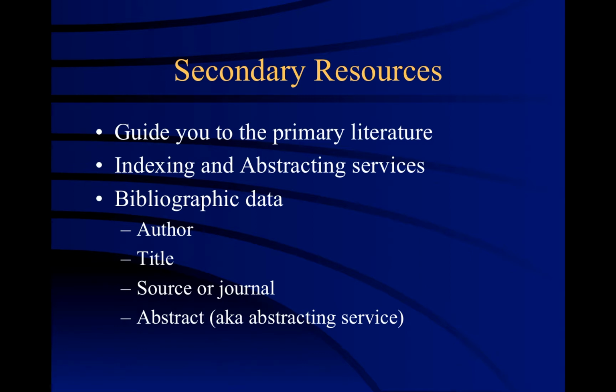Data provided includes bibliographic citation information, also known as a citation, and this includes the article title, author, and source or journal name. Some resources will also provide the article abstract, which gives a brief description of the article, and even a link to the full text article. If the abstract is included, the secondary resource is referred to as an abstracting system. If not, the resource is an indexing system.